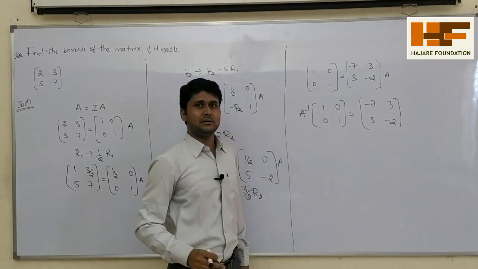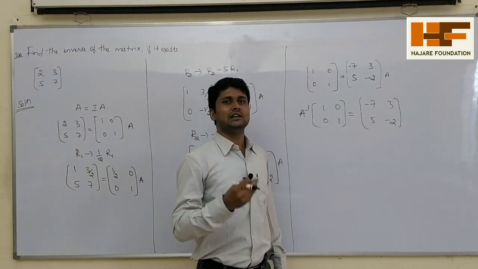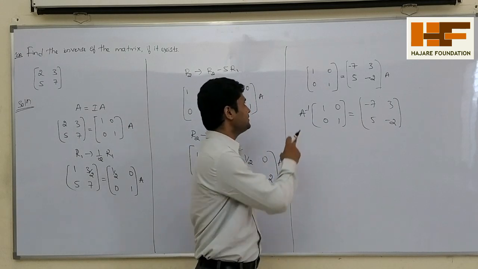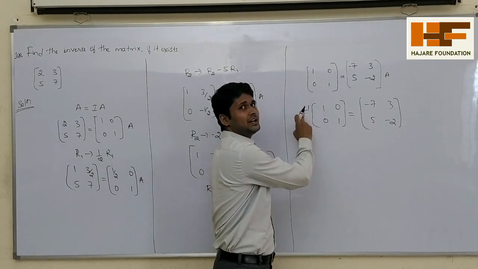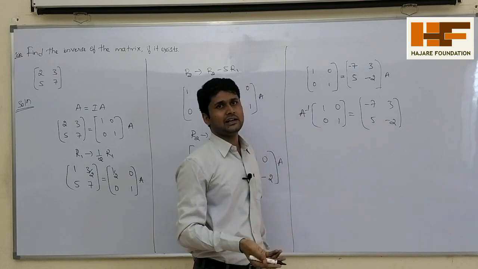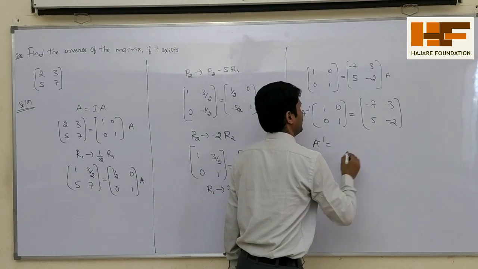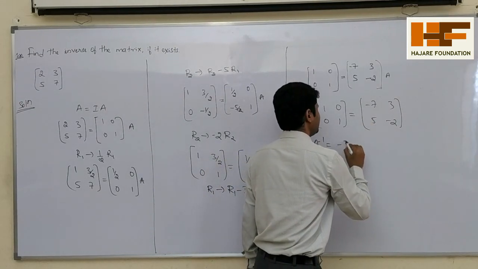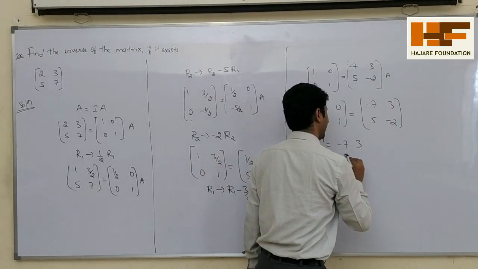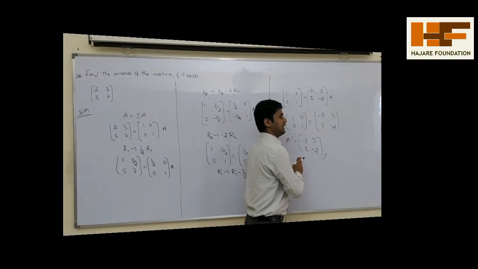We have to multiply identity matrix with the given matrix. Again we will get the same matrix, means here A inverse is there, we have to multiply with identity matrix. Again we will get A inverse matrix. A inverse is equal to minus 7 3 5 minus 2. This is A inverse of A.